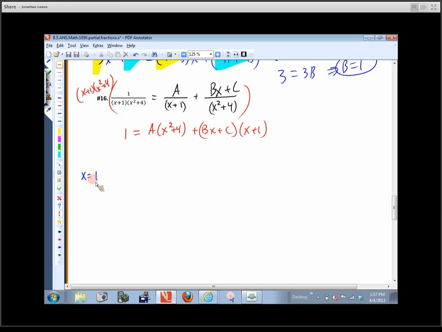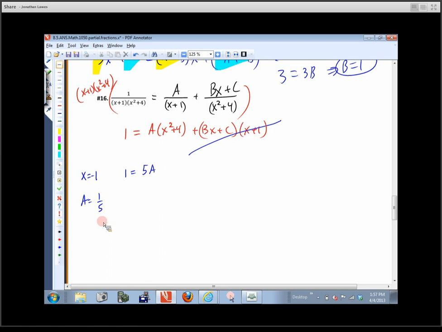Negative 1, thank you. This is a 1 equals, if I plug in a negative 1, this ends up being 5a. What happens to this one right here if I plug in a negative 1? That turns into a 0. That whole thing is gone. So what do I know A is? A is 1/5. Now, it is ugly.